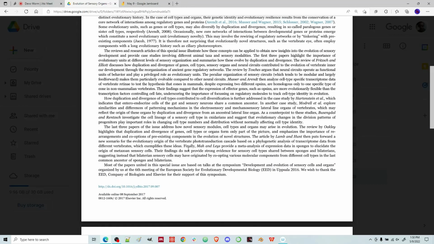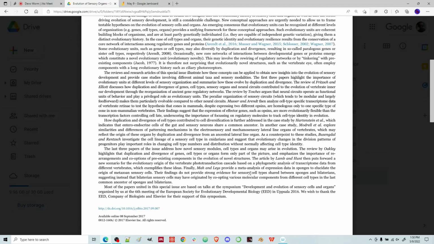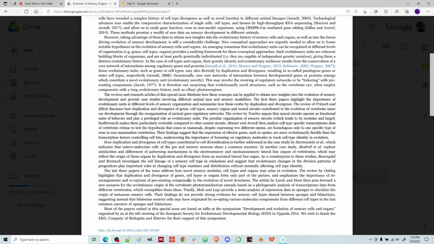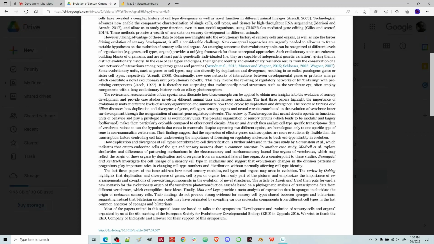So this is from a special issue, Development and Evolutionary Sensory Cells and Organs. This was from a workshop in 2016. So this kind of goes through some of the papers. Todd Oakley contributed something here that highlights the duplication and divergence of genes, cell types, and organs, but these only form part of the picture, and there is an importance of rearrangements and co-options of pre-existing components. So in complex nervous systems, things often get rearranged and co-opted for different purposes. So this is kind of like exaptation. You have something that's used for one thing, you co-opt it for another thing.